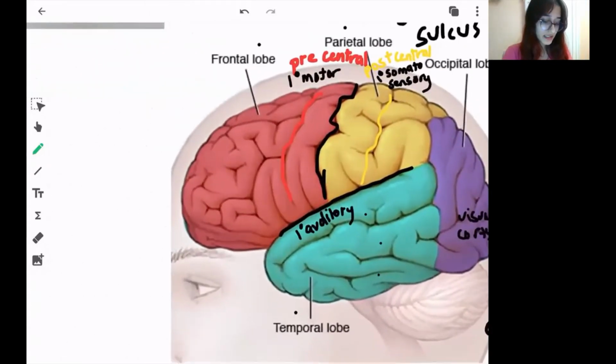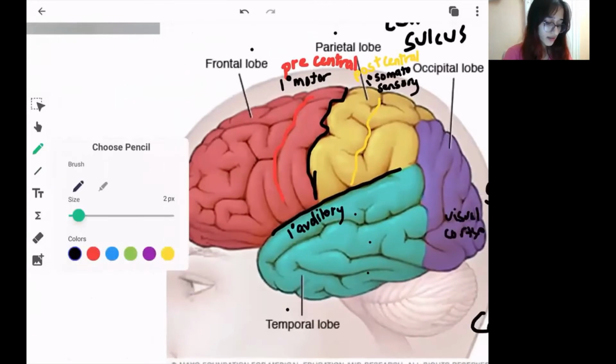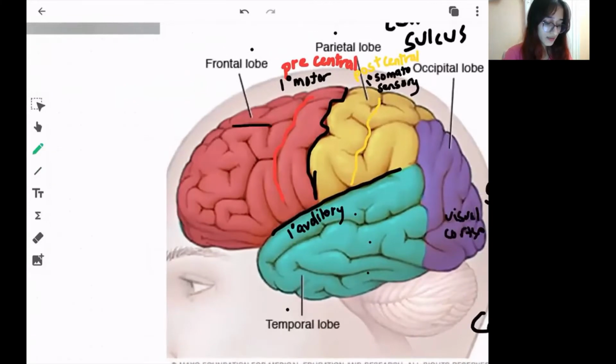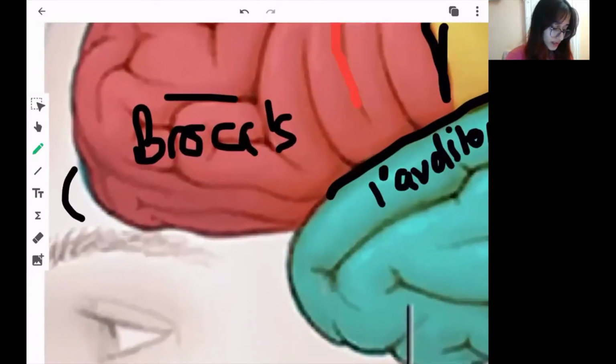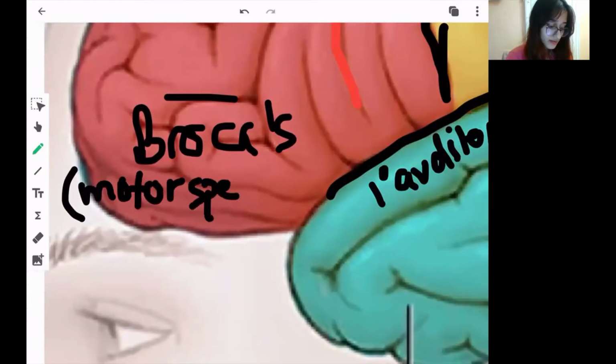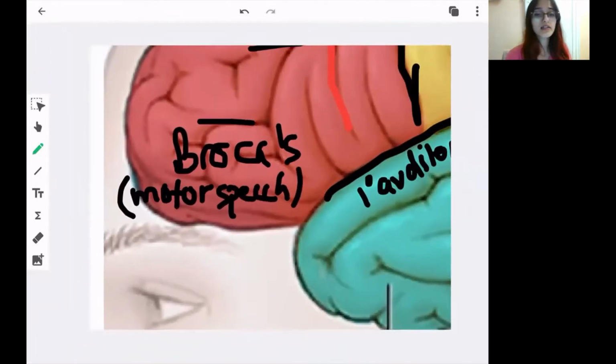Again, the frontal lobe is divided into the superior gyrus, middle gyrus, and the inferior gyrus. It is not visible clearly, but in the inferior gyrus, there is Broca's area, which is responsible for the motor speech. I'll make a separate video for all the speech related areas and the problems.